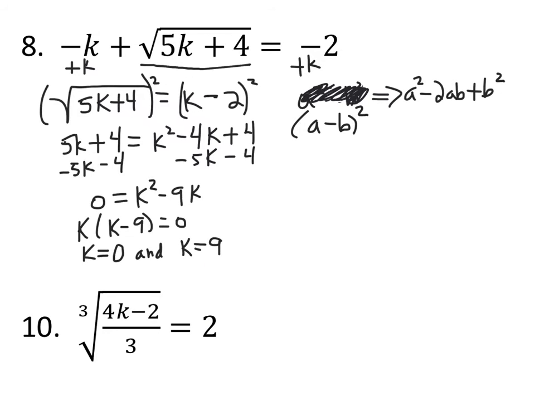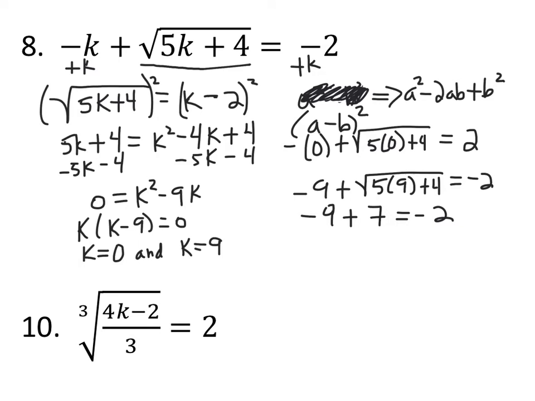So let's try that. All right, so when I check both of these numbers, I put the 0 in first, and when I did that, I got 5 times 0 plus 4 is 4 right in here. Square root of 4 is 2. I get 2. Well, 2 is not equal to negative 2. So this particular answer is going to be extraneous. So my 0 is extraneous. We can't use that because 2 does not equal negative 2.